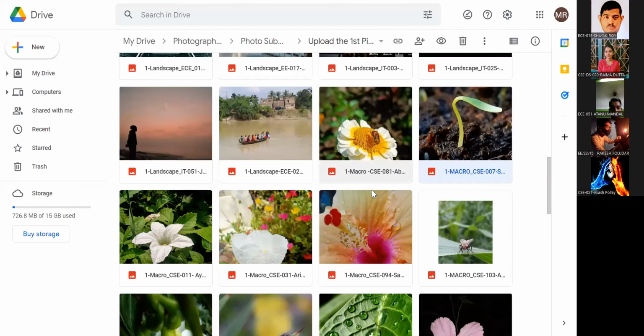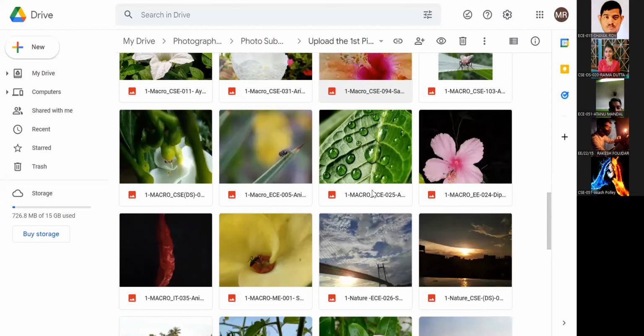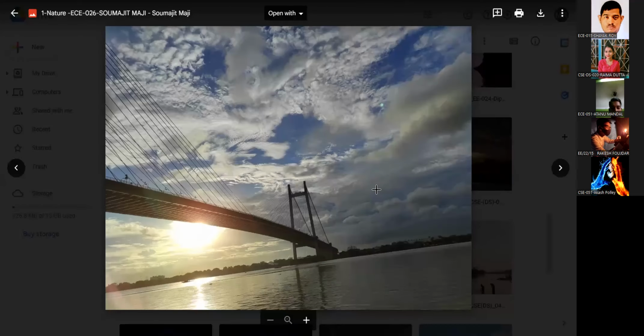Okay, we will be coming to the next picture. Okay, is Shomojit present? Shomojit Majid?